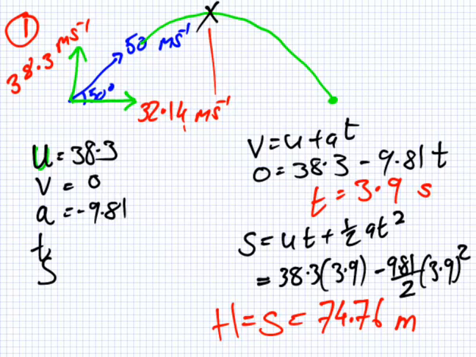Did you get that? No. What did you get? You mean maximum? Yeah. Maximum height, minus 74.8. Minus? Yeah. Because my time is different. What's your time? 7.8. No, that's the time to here.